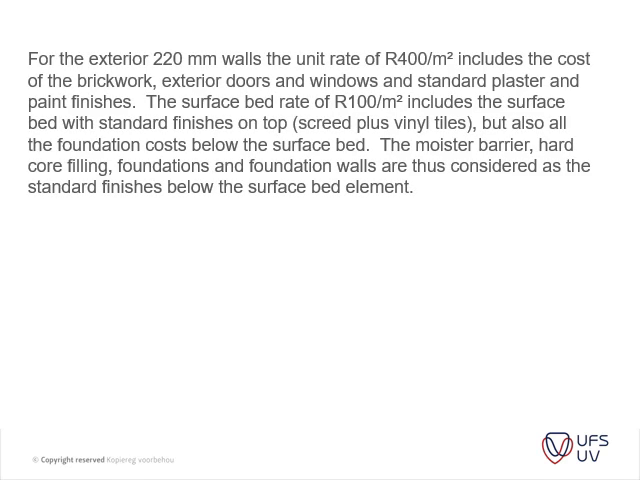Okay, looking at our next section, for the exterior 220mm walls, the unit rate is 400 Rand per square meter, which includes the cost of brickwork, exterior doors and windows, and the standard plaster and paint finishes. The surface bed rate is 100 Rand per square meter, and it includes the surface bed with the surface finishes on top, screed plus vinyl tiles, etc. But also all the foundation costs below the surface bed.